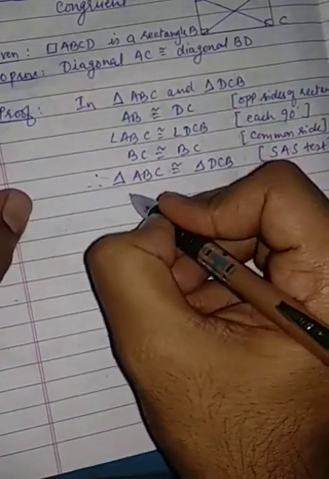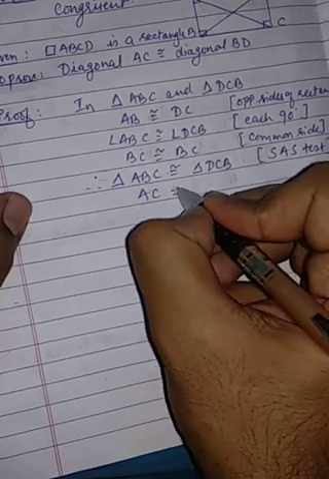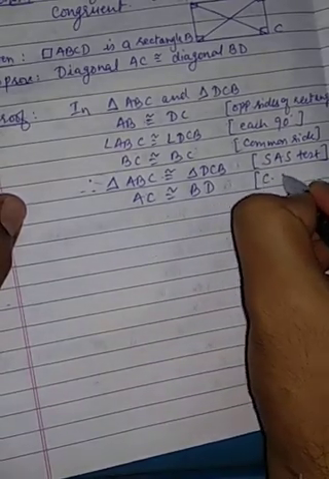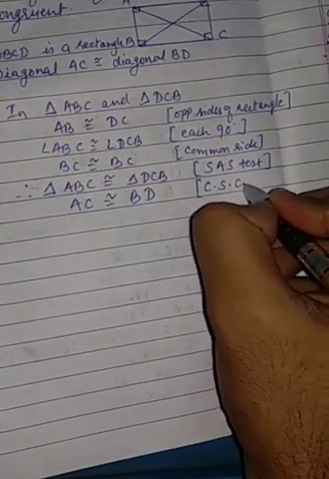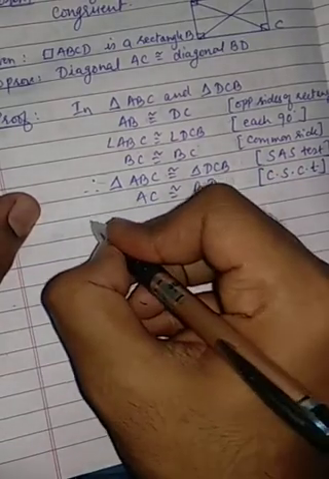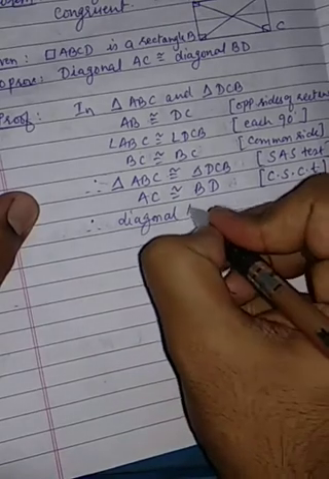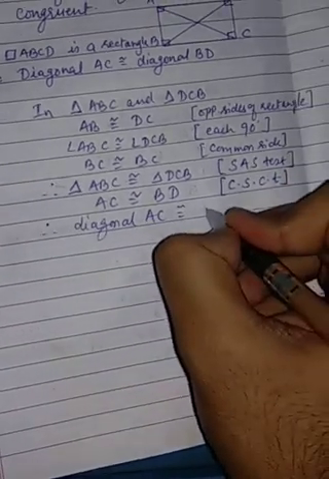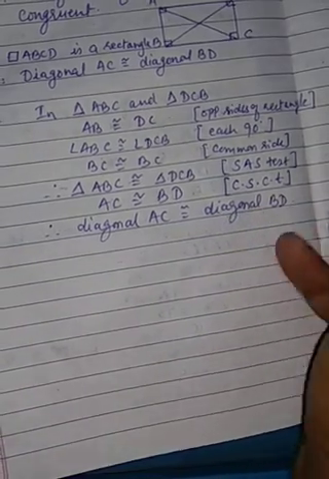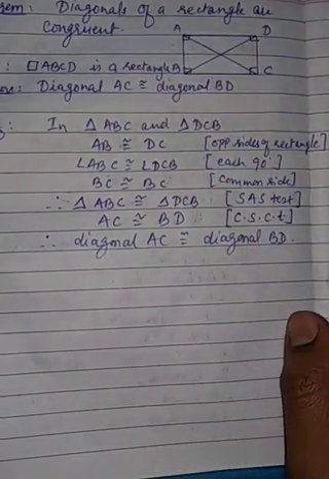So I can write here AC is congruent to BD. Reason you will write here is CSCT. Okay, so now you can write AC is congruent to BD means they are diagonals, so you can write here diagonal AC is congruent to diagonal BD. So that means in a rectangle diagonals are always congruent.